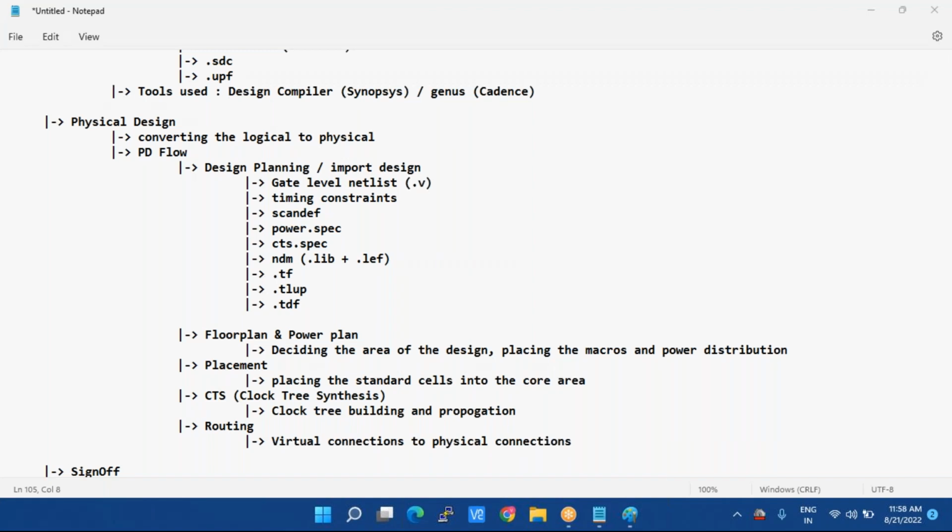LEC is a check. For that particular check, we will be using Formality or Conformal. Formality or Conformal are the tools used. It's based on the requirement, the product-based company, and most preferably we will be using these initially.